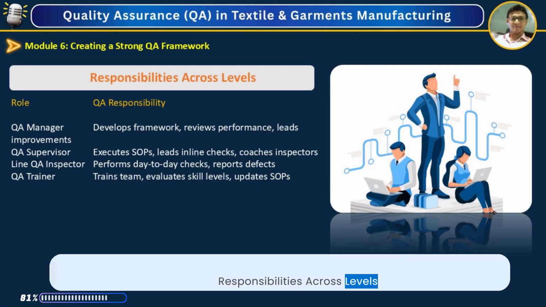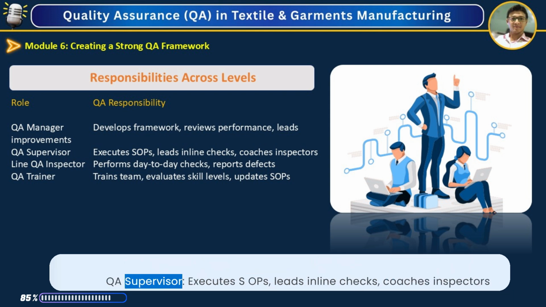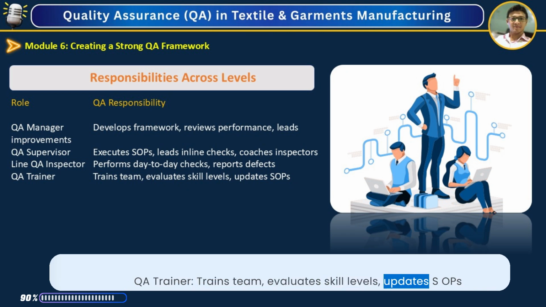Responsibilities across levels. Role: QA responsibility. QA manager develops framework, reviews performance, leads improvements. QA supervisor executes SOPs, leads inline checks, coaches inspectors. Line QA inspector performs day-to-day checks, reports defects. QA trainer trains team, evaluates skill levels, updates SOPs.